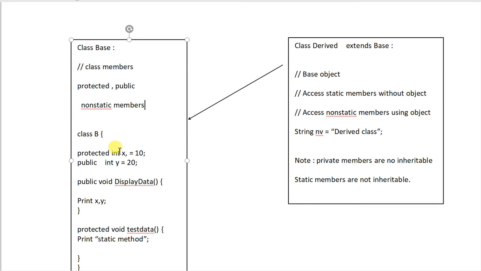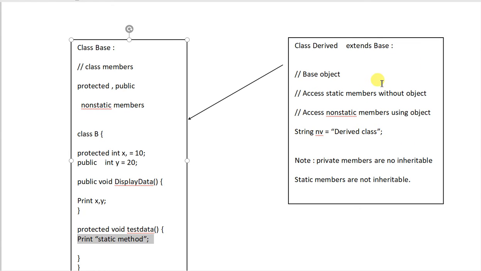Class Base: protected int x and public int y, two different class members of integer type, initialized to 10 and 20. One more member is there, displayData, which is a public void method, with no return type. In this method we are just printing x and y. Then one more method is there, protected void testData, which will print a random string. Now, these are the members of the base class.